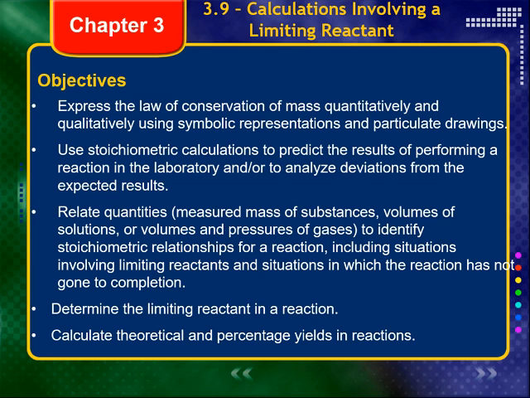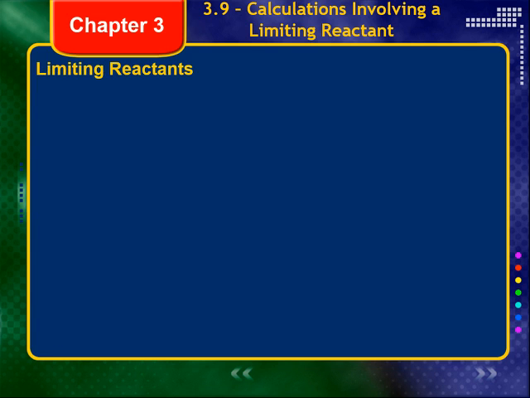And these last two are also new ones. Determine the limiting reactant in a reaction. That's going to play into that third bullet there as well as the second bullet. And then calculate theoretical and percentage yields in reactions. Again, those two fold into the second and third bullets here. All right, so a limiting reactant. It's in the section title.